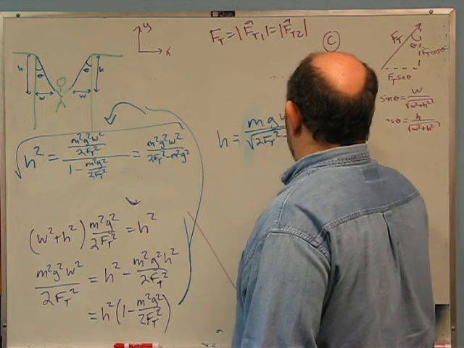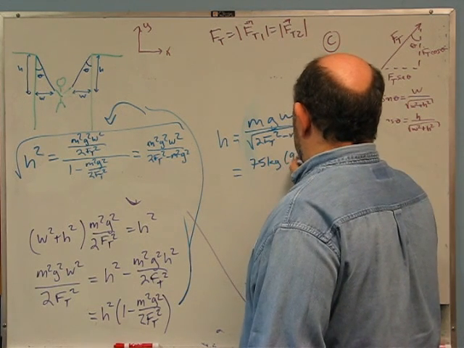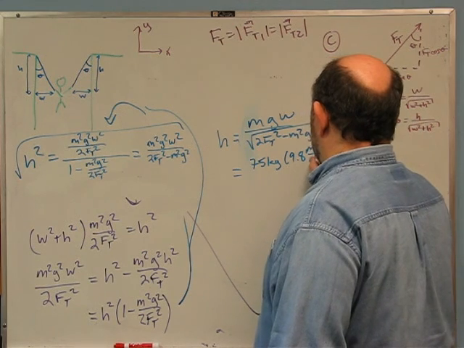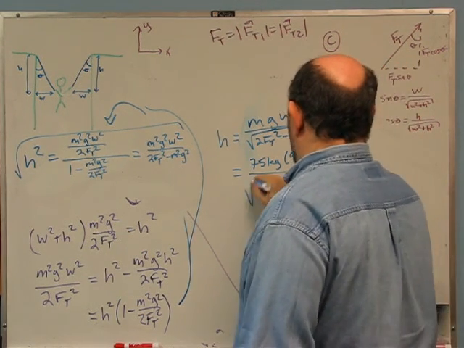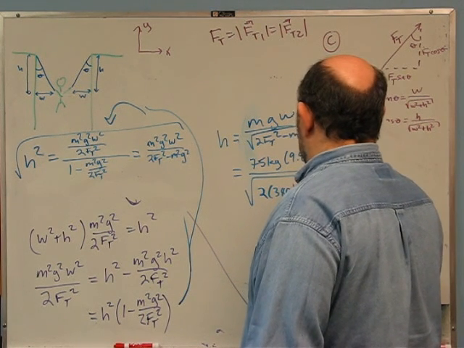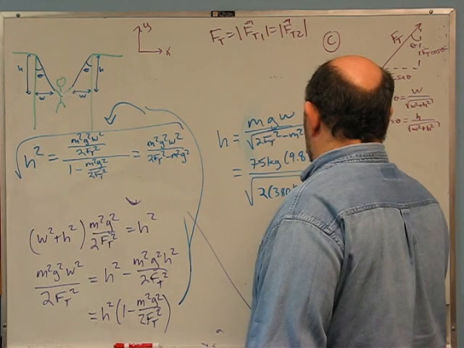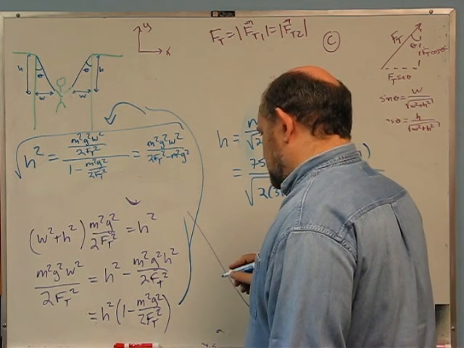That's what h has to be, so that's 75 kilograms times 9.8 meters per second squared times 2.0 meters divided by 2 times 380 kilogram meters per second squared. Was that 2ft squared? Have I done something horribly wrong?